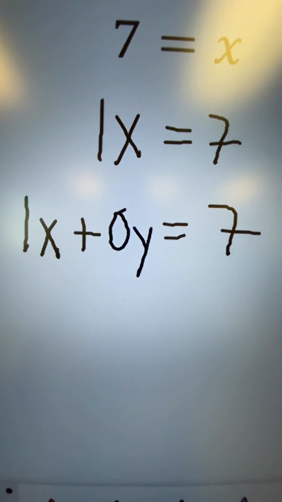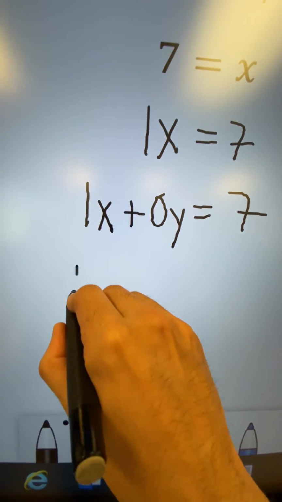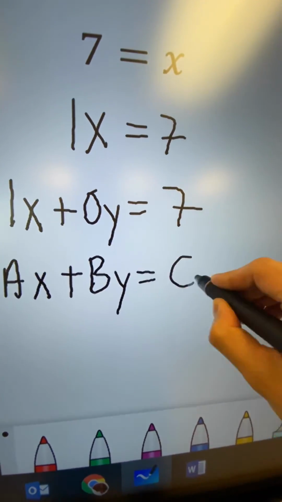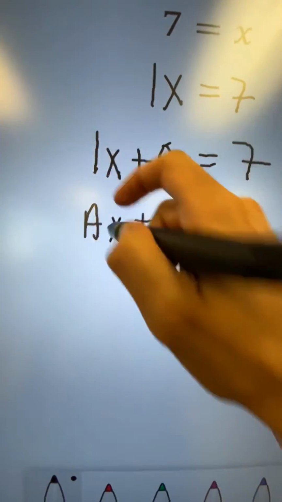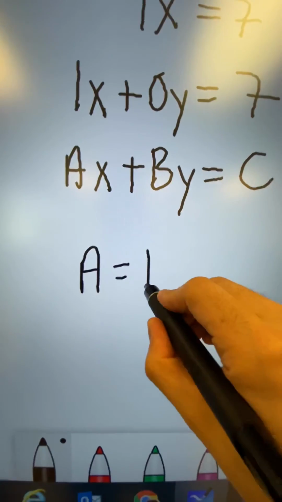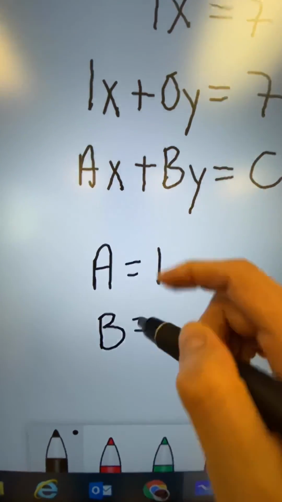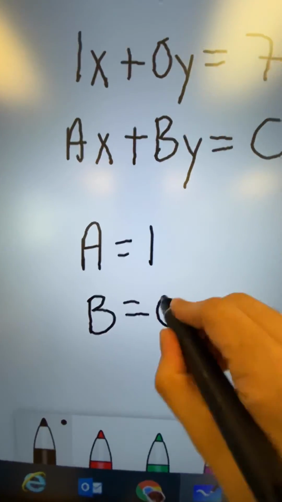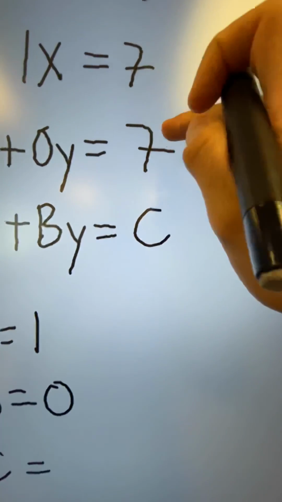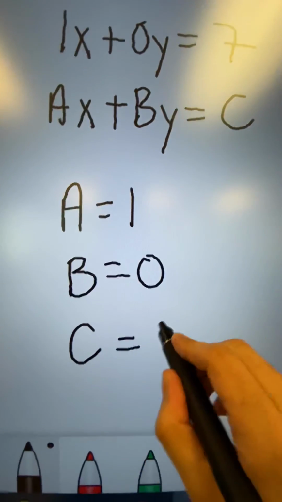And you can see here that this looks like standard form, ax plus by equals c, where you can see that my a is equal to 1. That's the coefficient of x is 1. The b value is 0 in this case. And then the c value is the constant, the number without x or y, which is 7.